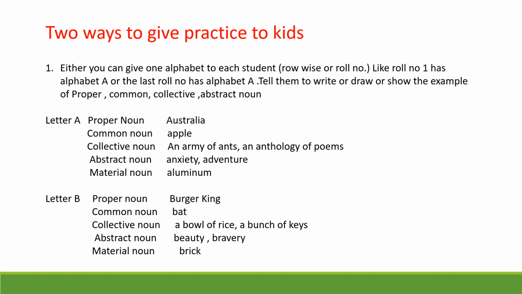Same as if you are going with letter B. They can think of an example of proper noun with letter B, that is Burger King or Bata. Any example they can take. Common noun, they can tell bat, ball or something like that with letter B only. Collective, a bowl of rice, a bunch of keys, correct? Abstract, they can give the example of beauty, bravery. Material noun, they can give the example of brick.